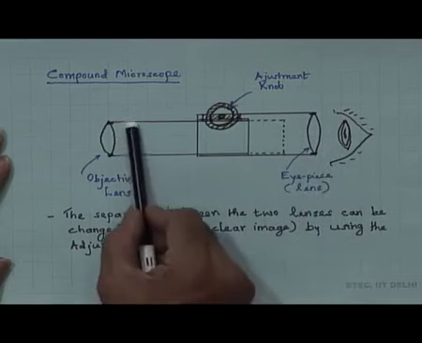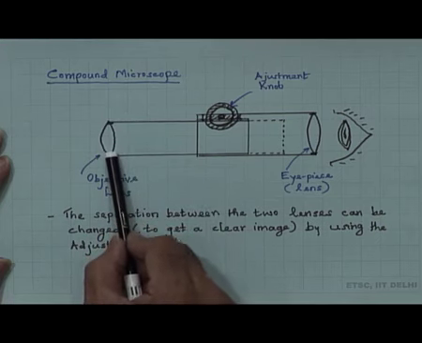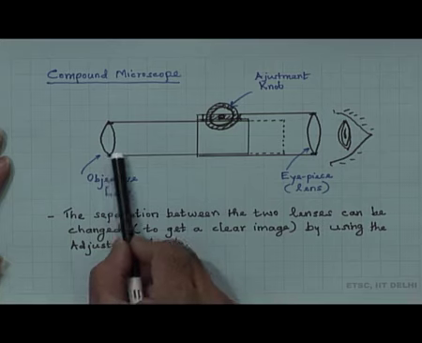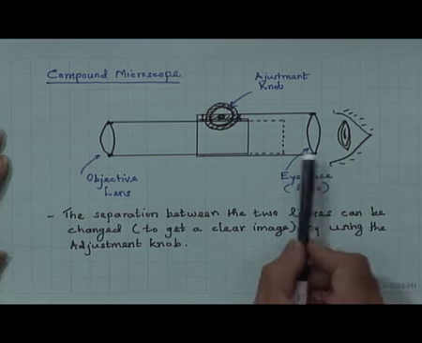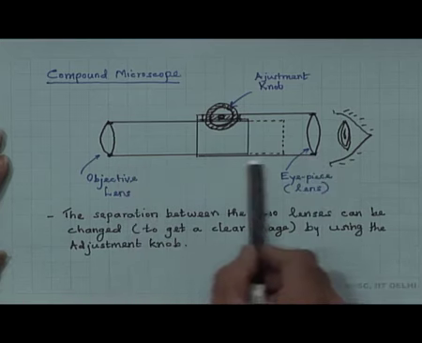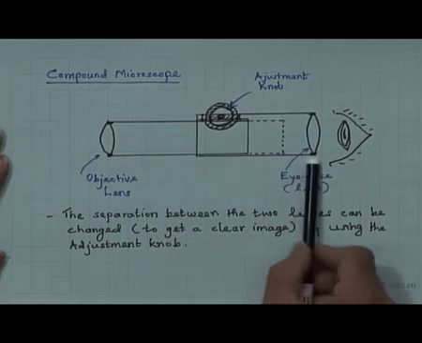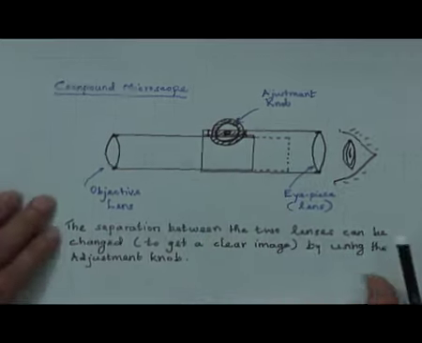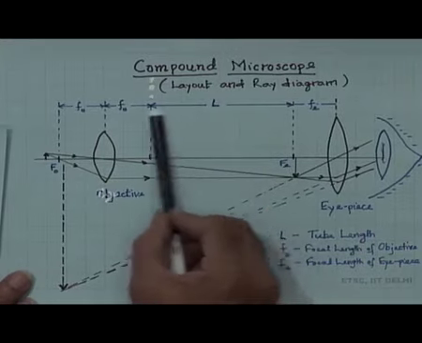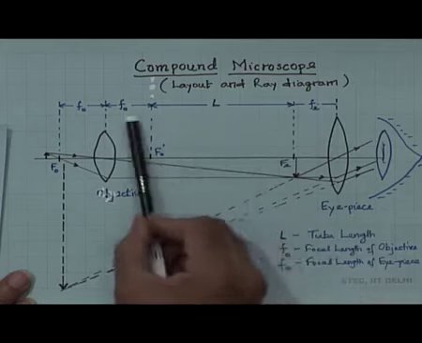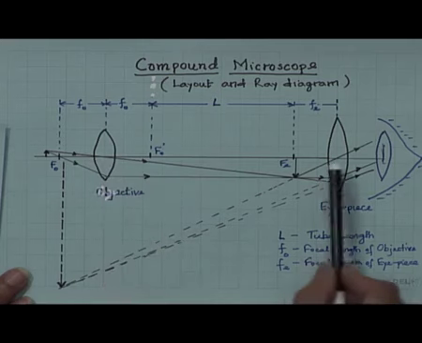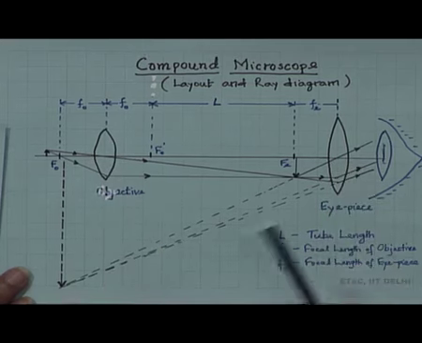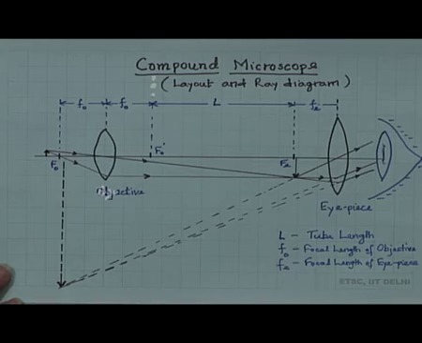Because typically the focal length of this objective is 1 centimeter or less, and this is also of the order of 1 centimeter or 1.5 centimeter, whereas the tube itself is typically 15 to 20 centimeter in length. The separation between them, this L, is typically 15 to 20 centimeter, whereas these are approximately 1 centimeter, because we use an objective and an eyepiece, an eye lens, which have small focal lengths. So, L is the tube length.